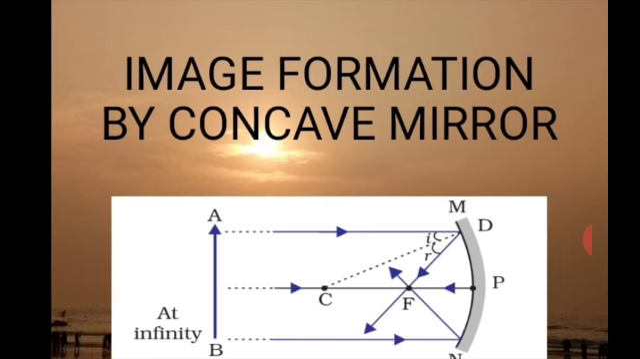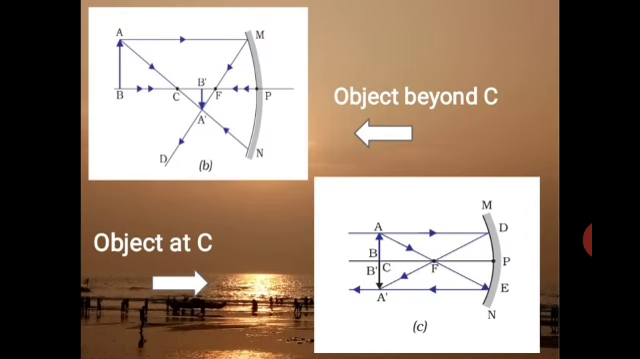Now let us look at the other possibilities. The first diagram on the top left corner shows a concave mirror with the object AB placed just beyond C. Now if you compare this with the previous diagram, where the object was at infinity, here we have brought the object closer to C, but we have kept it a little away from C. Now you see how we draw the ray diagram. If you refer to my previous video on how to draw a ray diagram, there we had discussed that there are 4 types of rays that we can draw.